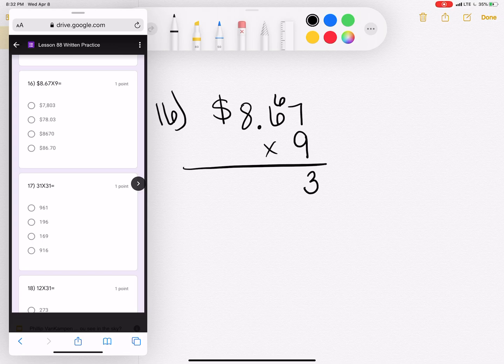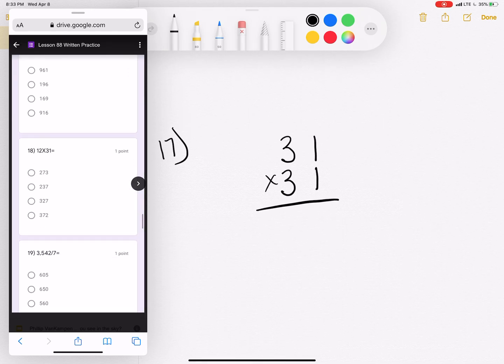It's getting late at night, and I'm losing it, people. All right, 63. 9 times 6 is 54. Plus 6 is 60 exactly. 9 times 8 is 72. Plus 6 more is 78. Dollar sign, decimal point, $78.03 on number 16.